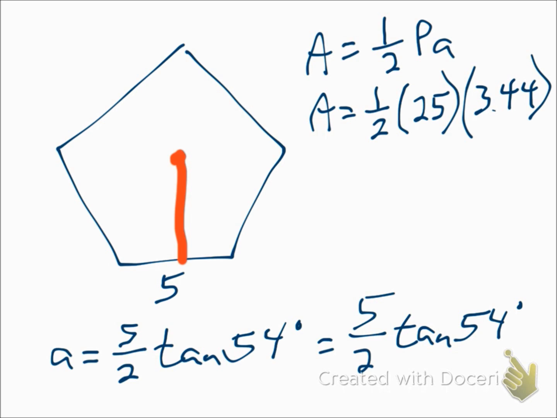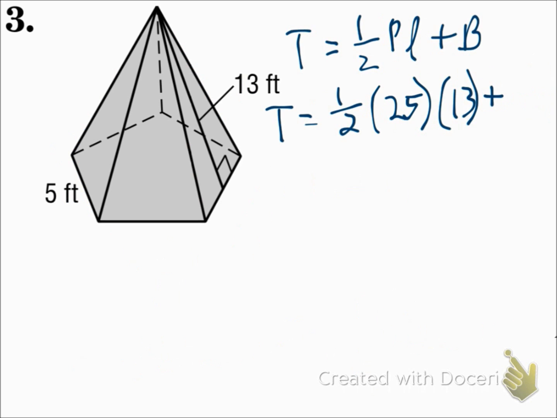And when we punch all that in, the total area of that pentagon is about 43.01. We could just call it a 43. So, for big B, we'll substitute in 43.